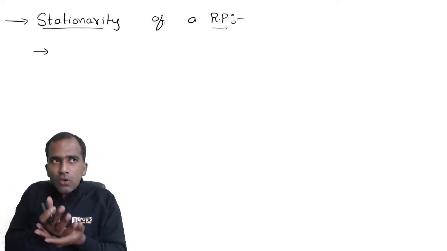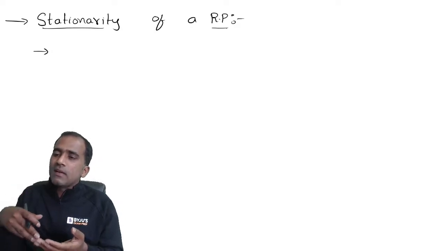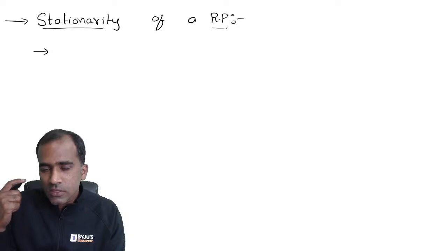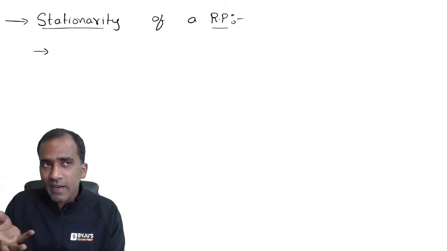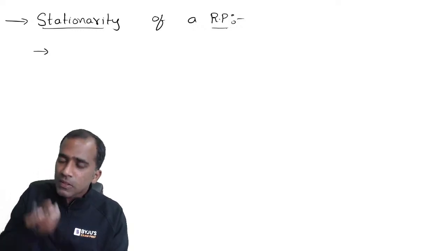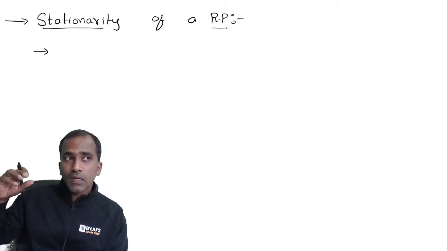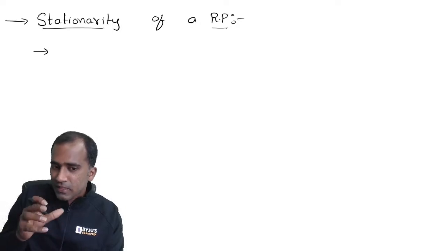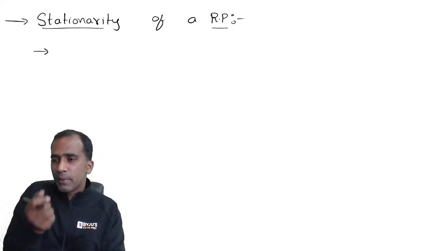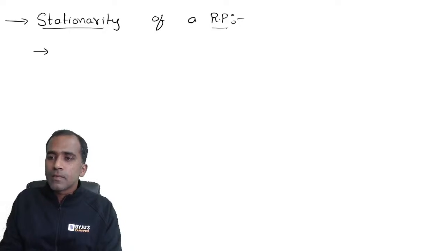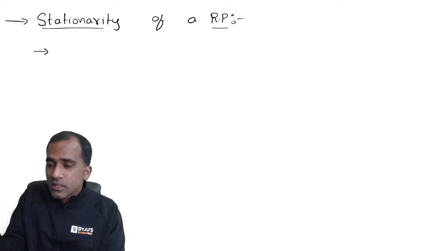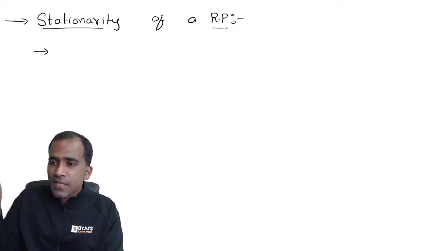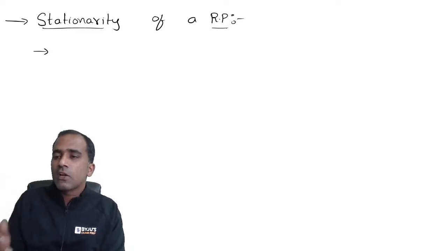We have thought of a random process as a lot of random variables. At 0 seconds, one random variable, at 1 second, another random variable, at 2 seconds, another random variable. Together, we are calling it a random process. For every random variable, what are the characteristics? Every random variable will have a PDF, it will have moments. Those define how the random variable behaves. If those characteristics like PDF and moments do not change with time, for every random variable in the random process, if they have the same PDFs or the same moments, that is what we can call stationarity.